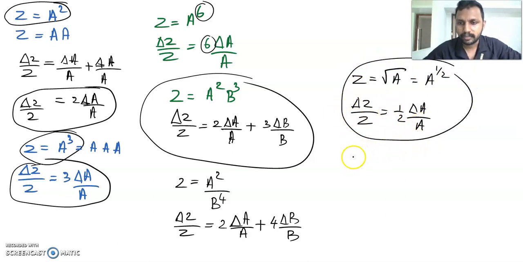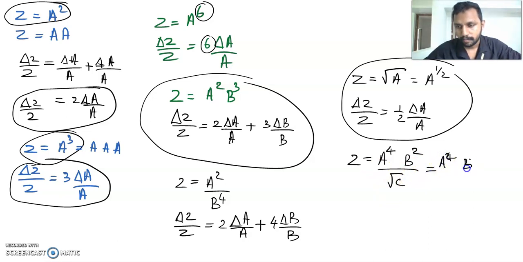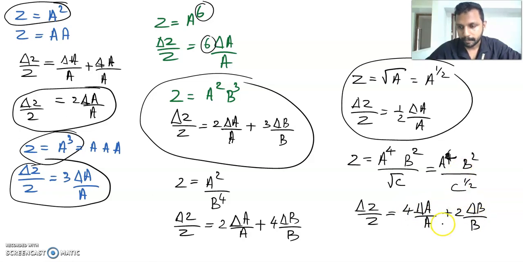Likewise, if z is equal to a raised to 4 b square divided by root c. This can be written as a raised to 4 b square divided by c raised to 1 by 2. Can I? Yes. Then it should be delta z by z, that is equal to a raised to 4 means 4 delta a by a, plus b square means 2 delta b by b, divided by c raised to 1 by 2 means it should be plus 1 by 2 delta c by c.